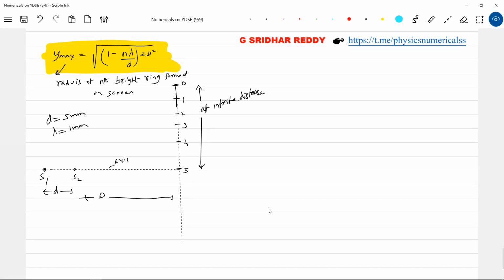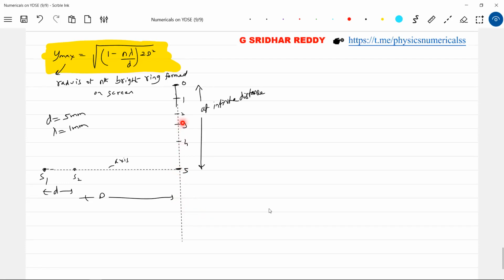So the path difference of these two rays will be 0 at infinity only. Otherwise the order of interference will start like this. Don't write 4, 3, 2, 1 again. It's circular bands. Circular rings are formed.